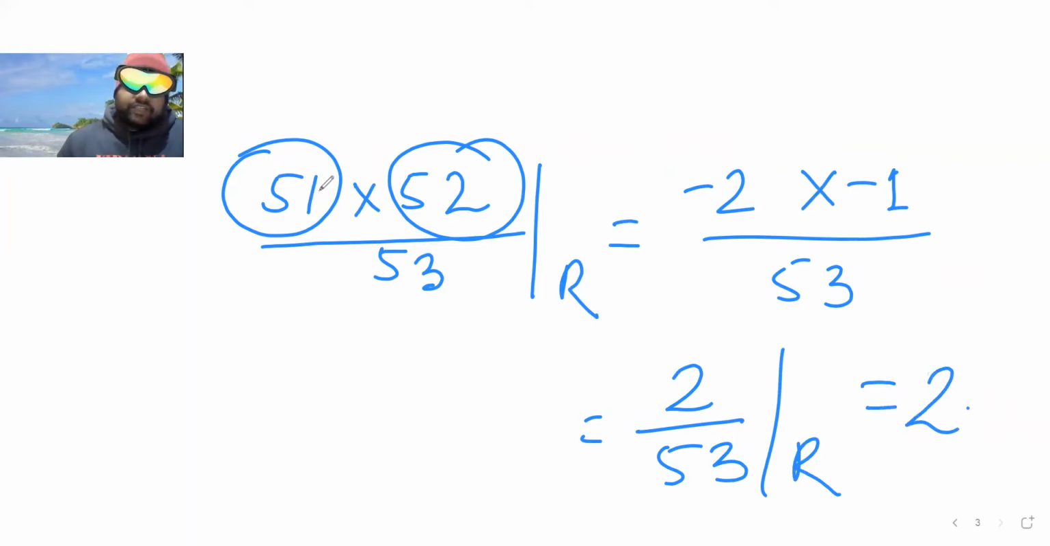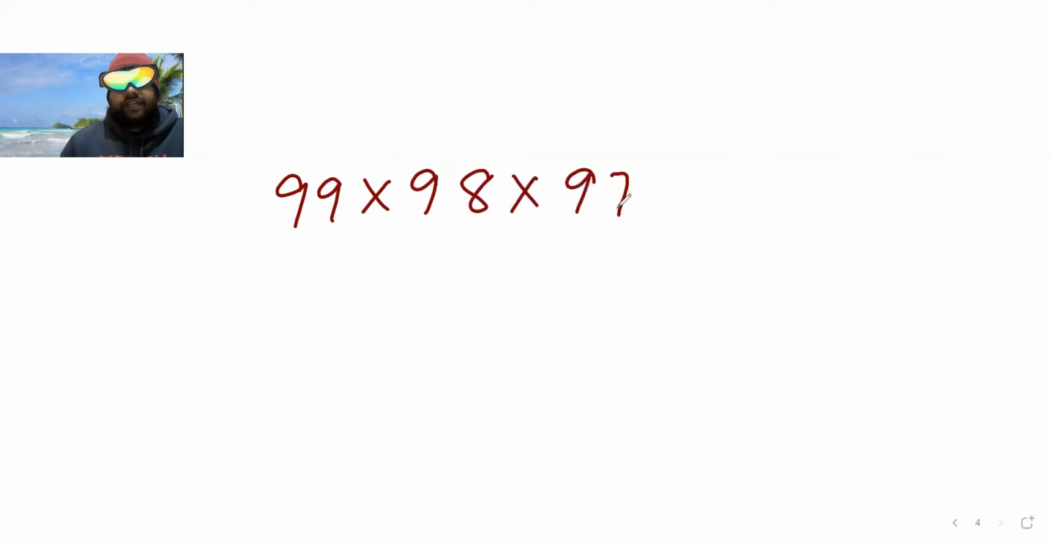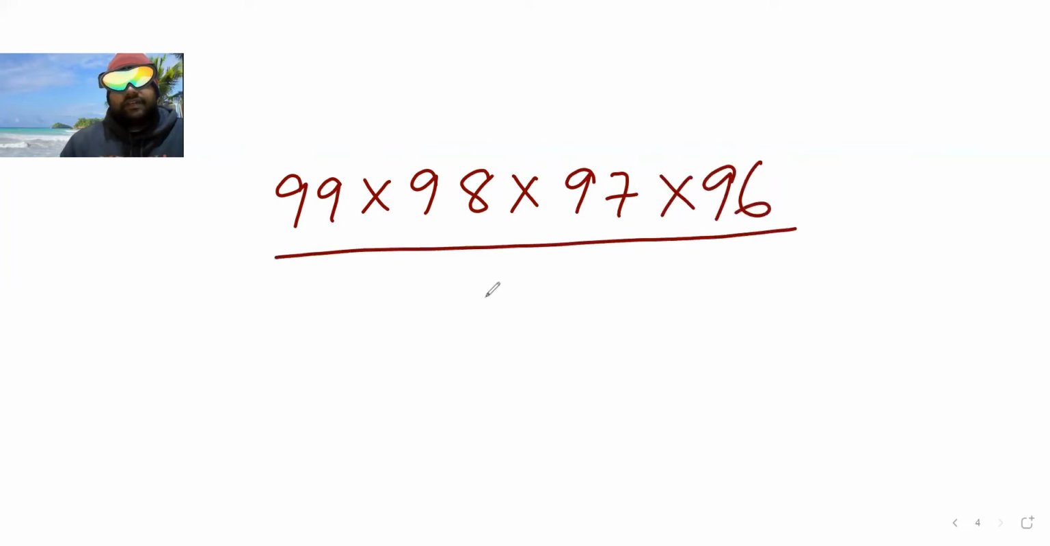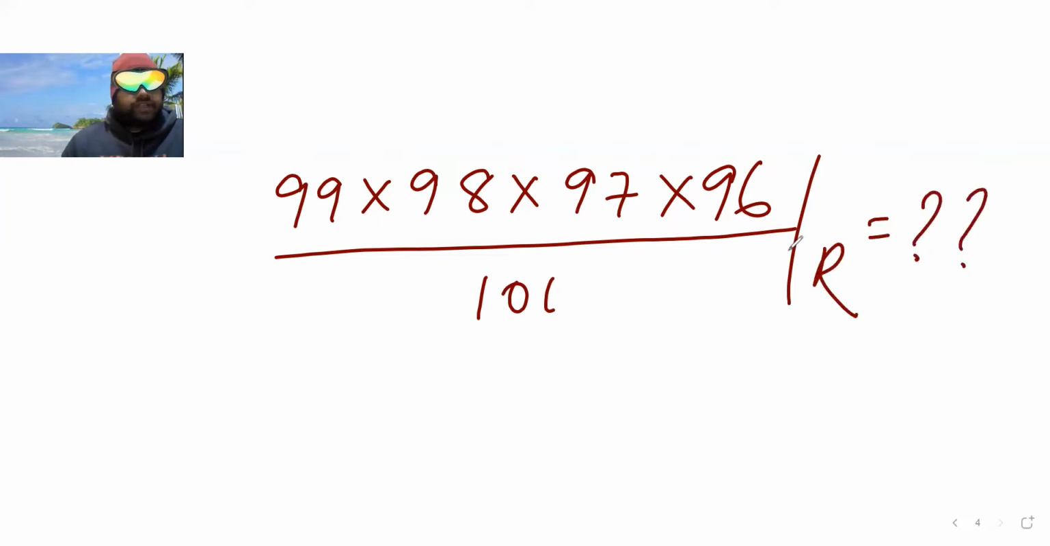As simple as that. So in such cases, there is scope to use negative integers for your remainders and use it to your advantage to reduce the complexity of calculation. Somebody could ask you that 99 into 98 into 97 into 96 divided by 101, what is the remainder? You could be asked.